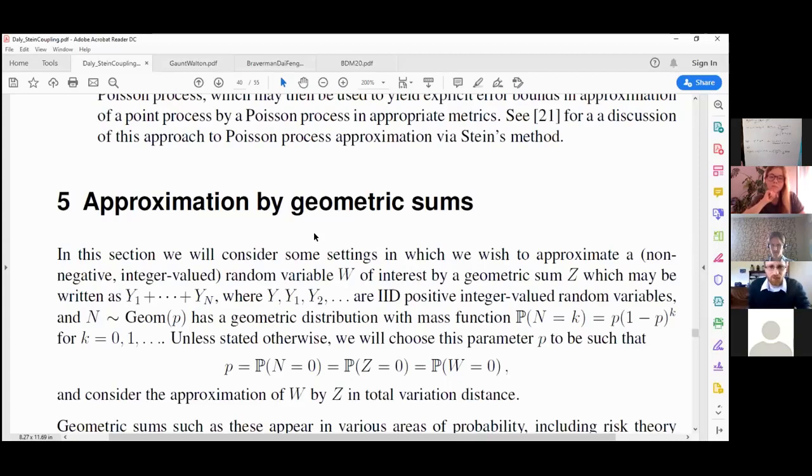But certainly there are applications where you might want to think of approximating some random variable that you're interested in by a geometric sum. One of the advantages of that, rather than going to exponential approximation directly, would be that I can make these geometric sums discrete, and so in discrete problems, it's perhaps more natural to approximate a discrete random variable by a discrete random variable.